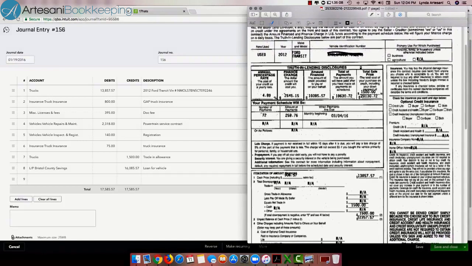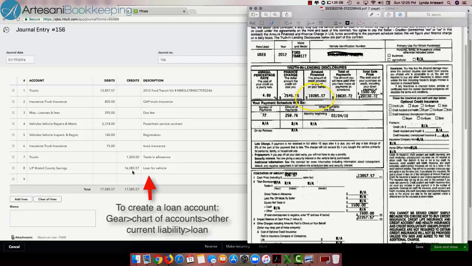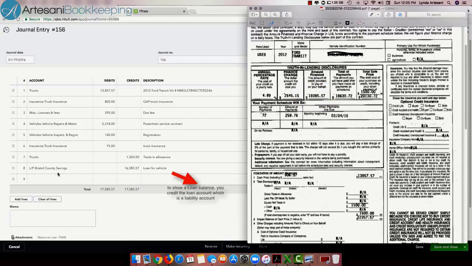So here's the journal entry for this particular vehicle. This was a 2012 Ford, a used truck that was purchased. You can see the loan here, how it breaks out. The amount financed is $16,085.57. You'll see that on the loan. So I created this loan account, which I said before is a liability account. And I'm putting in the balance of the loan here on this initial transaction.